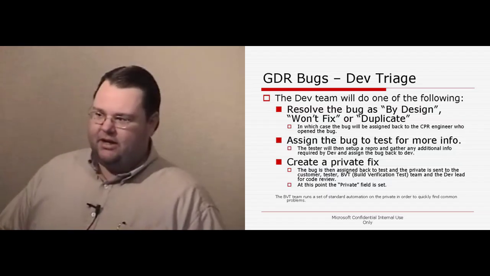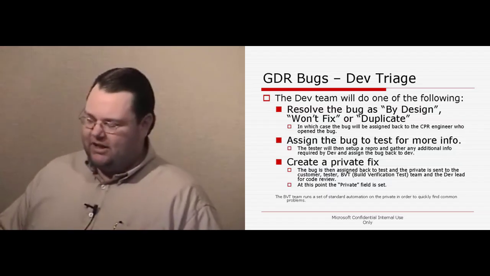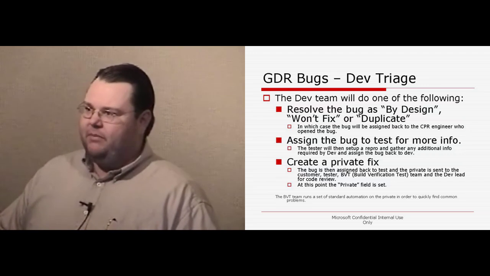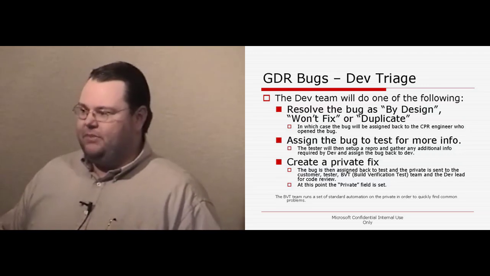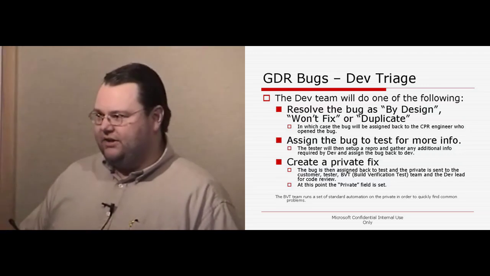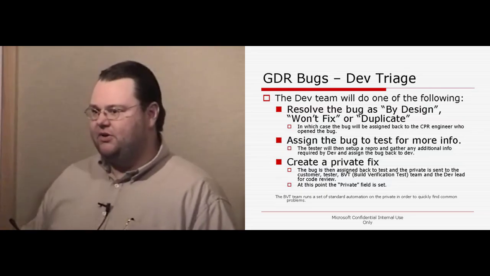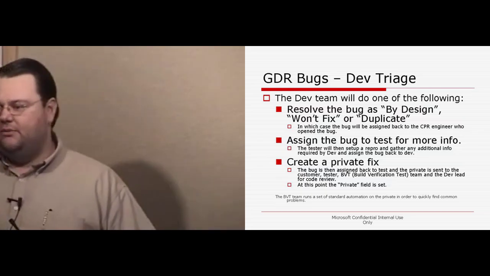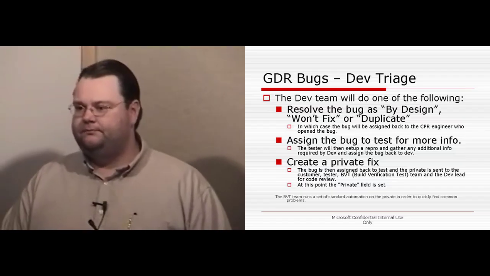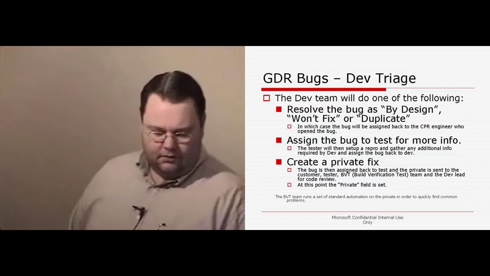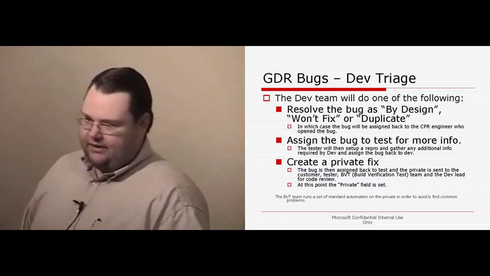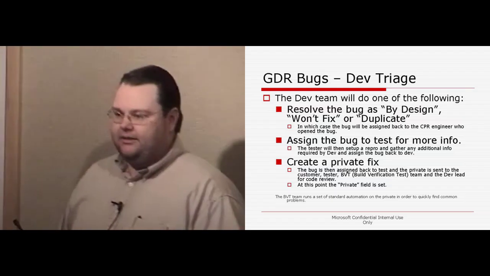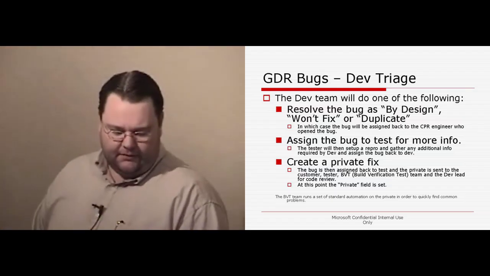Won't fix means that there is a bug, or there's most likely a bug in Windows, but to fix it would be such a big change, and the risk of regression would be so great, and maybe there's a workaround available. So we say, even though it's a bug, we're not going to fix it. The risk is just too great. Okay, and a duplicate, obviously there's already a bug filed, and that's just a duplicate of an existing bug.